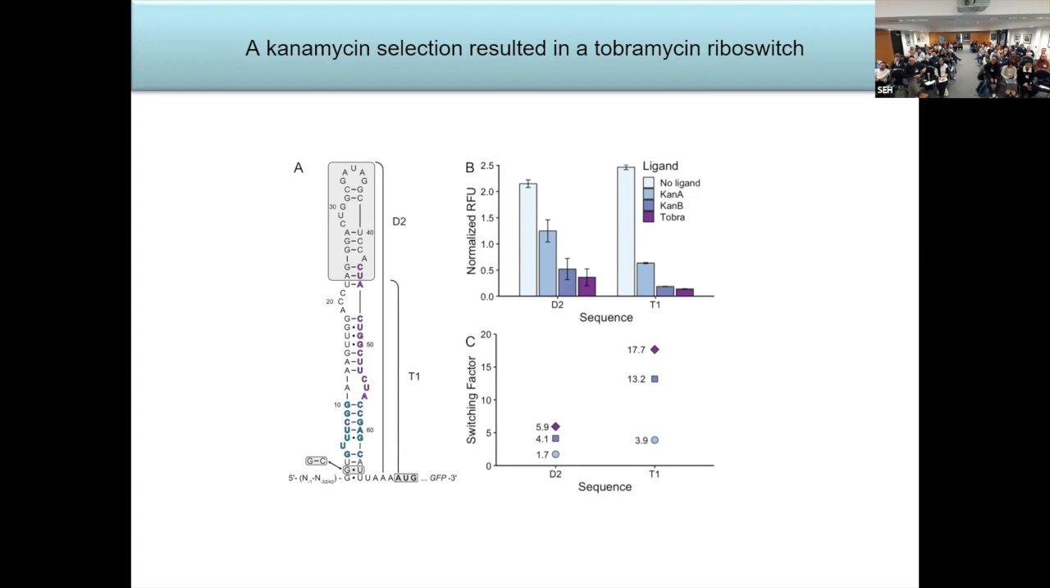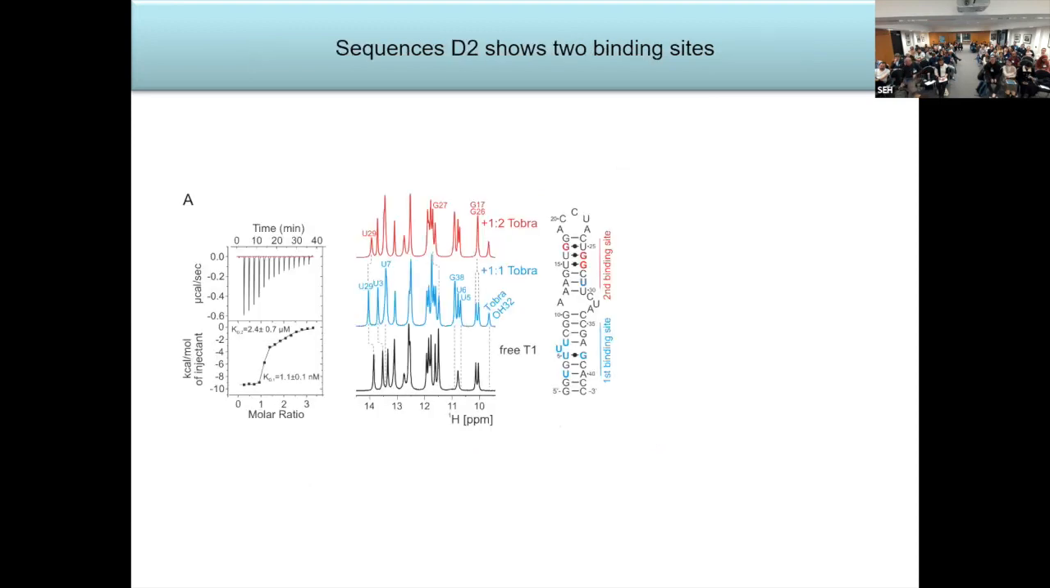Tobramycin, it's not really surprising. It has one amino group more than kanamycin, so it has maybe a higher affinity to the RNA. But so we decided we now have a nice tobramycin riboswitch.